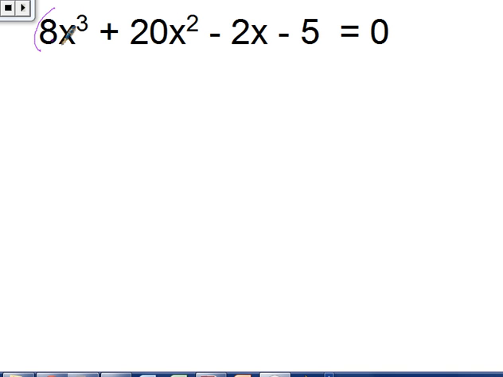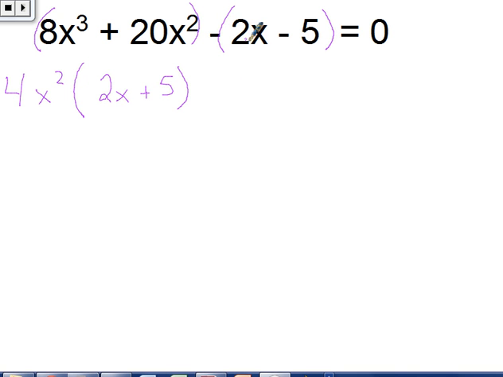This is going to be a little bit different, sort of more complicated maybe. So we group them together, the first two things and the second two things. 8x cubed, 20x squared, both have a 4x squared as your multiplier. This is 4 times 2, that's 4 times 5, leaving me with a 2x plus 5 as the leftover factor.